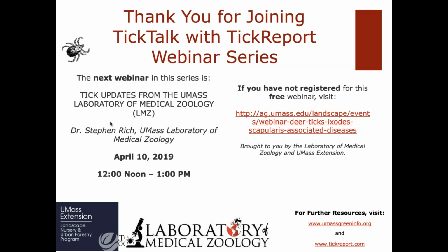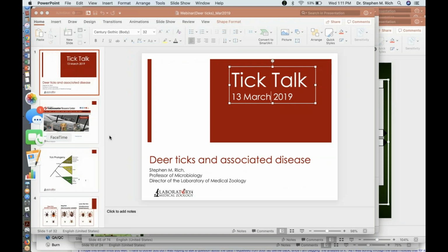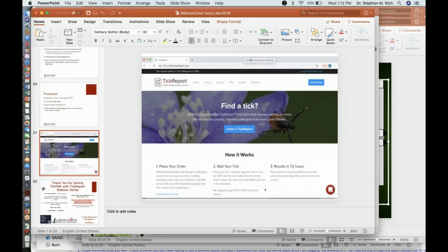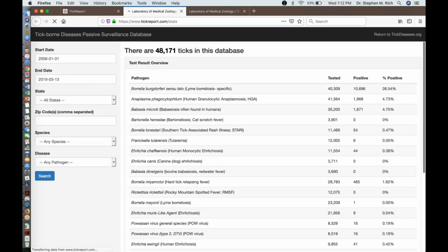But before wrapping up entirely, I wanted to do something because I think it would be of interest, which is to point you to our webpage, which is tickreport.com, and then show you what you can do if you were to go and visit that webpage and click on our statistics page. One of the questions that people will have is, what are the incidences of these different pathogens? How often are ticks infected with them? And I'd like to point out to you that on our passive surveillance web page, Tick Report, you can view the statistics of ticks that have been sent to us by clicking on our stats page.